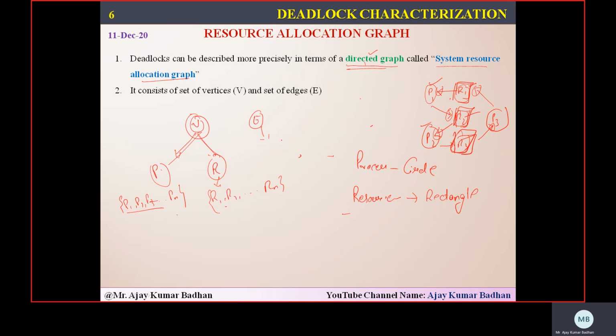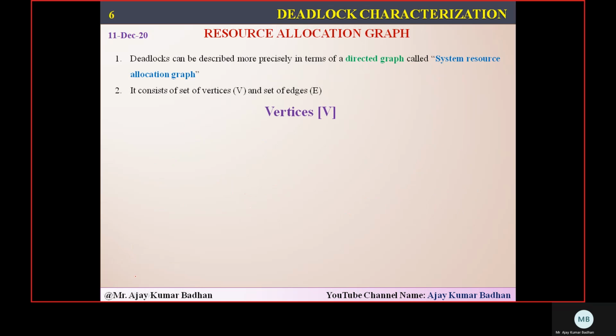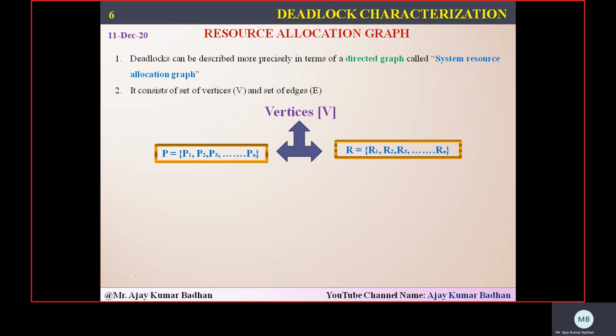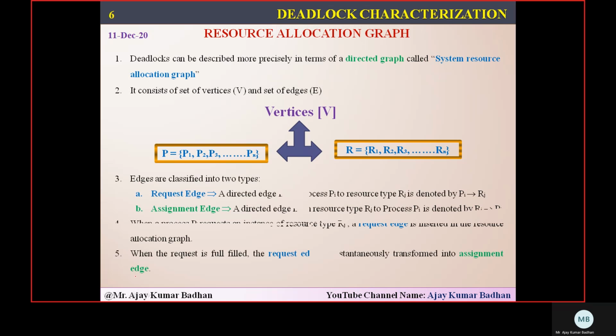What about edges? We will be having two different types. Okay, I will clear it and I'll show you. So that's what I'm going to represent here. Vertices are classified into two types: P and R. P is nothing but the set of processes. R is nothing but the set of resources. Now coming to the edges, edges are also classified into request edge and assignment edge. What do you mean by that? I'll explain it. So we previously explained P1, P2, P3, R1, R2, R3.